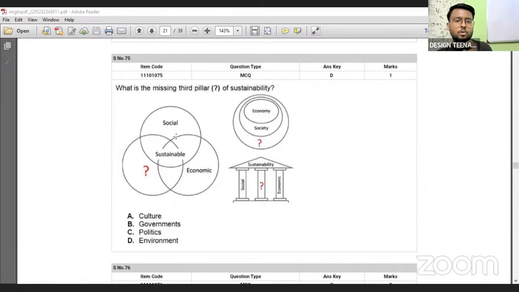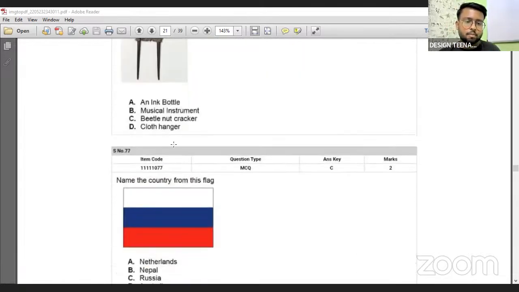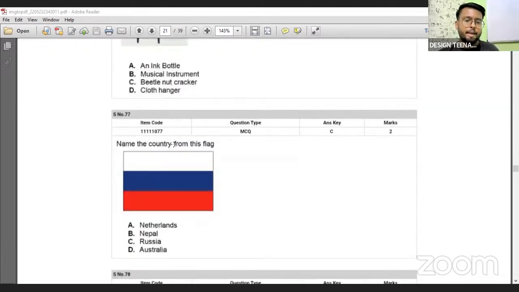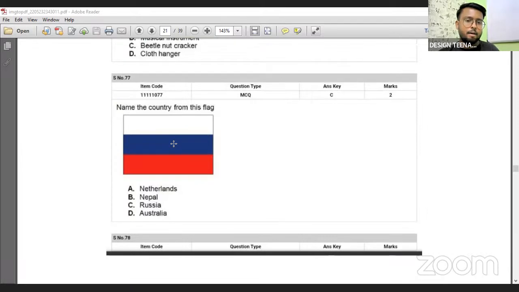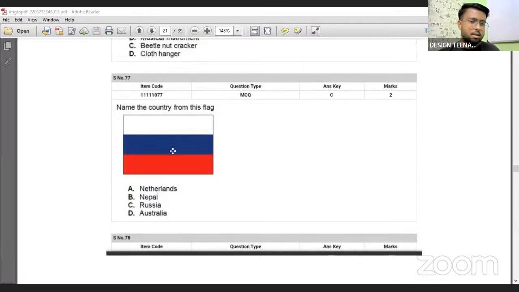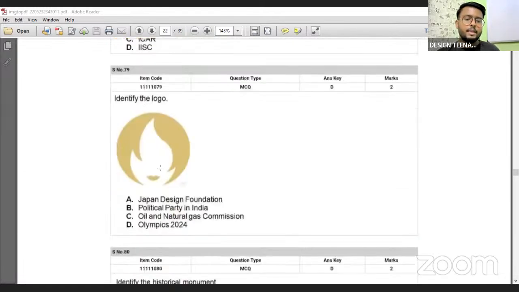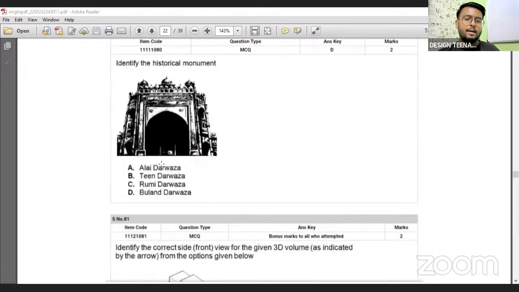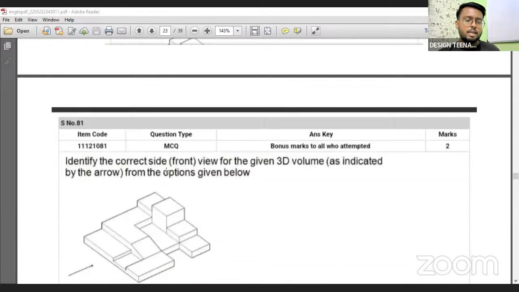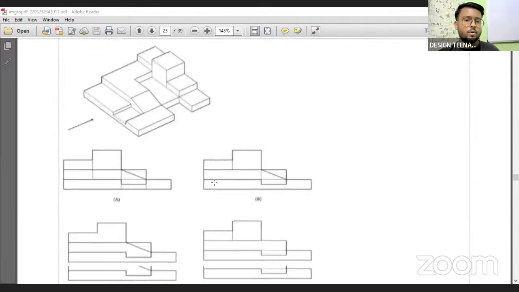Culture is a part of social activities. Okay, which country's flag is this? I guess in many places you have seen this. This is Russia's flag. Okay, so these are simple things that you need to identify and go ahead. Very simple questions, nothing complex. These are the questions we have tried to go through.